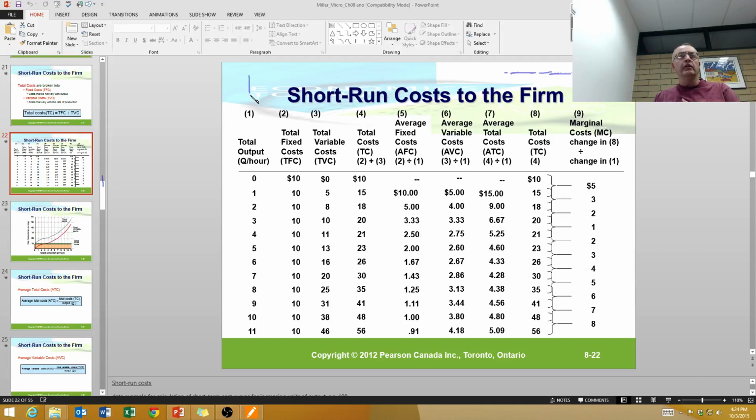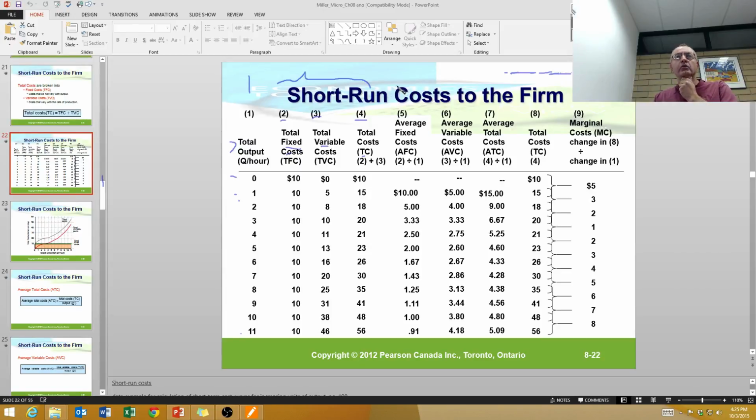So in column 1 here, we have our quantity of output, so total output per hour, 0, 1, 2, 3, and so on. And then we calculate our costs. So we have total fixed costs, and our total variable costs, and we add them together and we get total costs. So column 4 equals column 2 plus column 3.